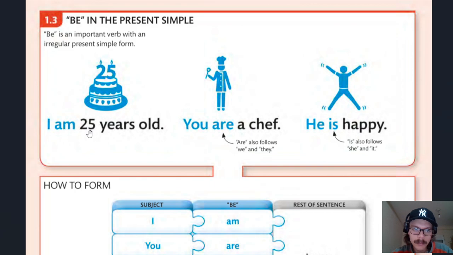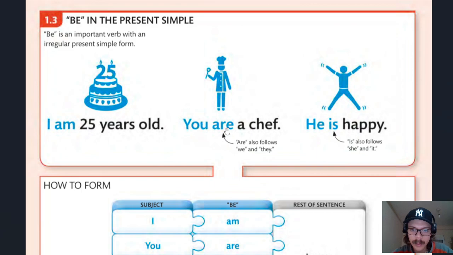I am 25 years old. So you can use the verb be to talk about age. You are a chef, so you can use the verb be to talk about professions. And then he is happy. You can use the verb be to talk about emotions. Okay? This could also be we, and it can also be they.